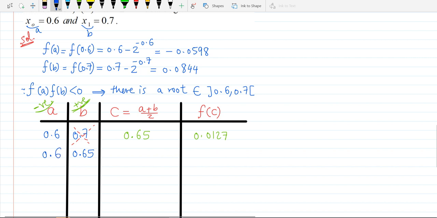So 0.6 plus 0.65 over 2 will be 0.625. And now you have to find f of this new value, which gives us negative 0.023. For sure, since f of C is negative, I should replace this A. So I will cross out this 0.6 and replace it with the new C, which is 0.625.